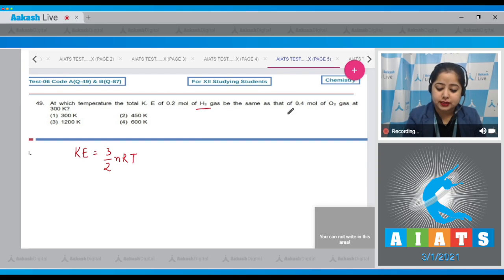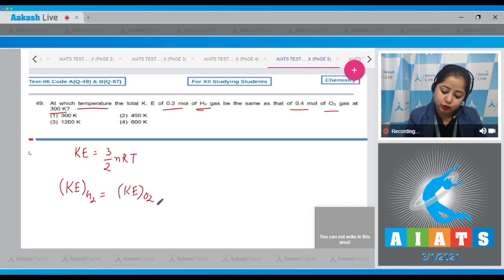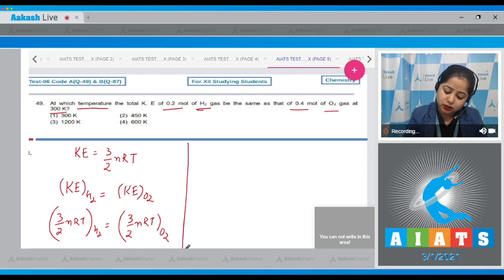Here we are given two gases, H2 and O2, with 0.2 moles of H2 and 0.4 moles of O2. Also, we have to find the temperature of H2 and we are given the temperature of O2, that is 300 Kelvin. So we are given that kinetic energy of H2 is equals to kinetic energy of O2.